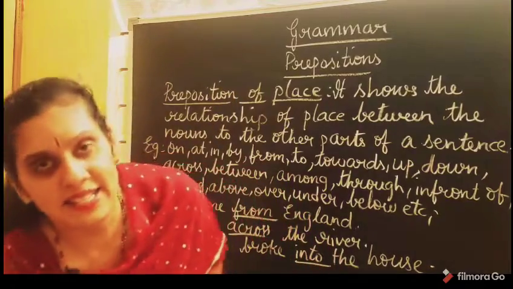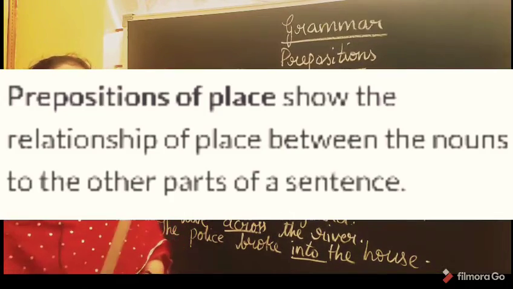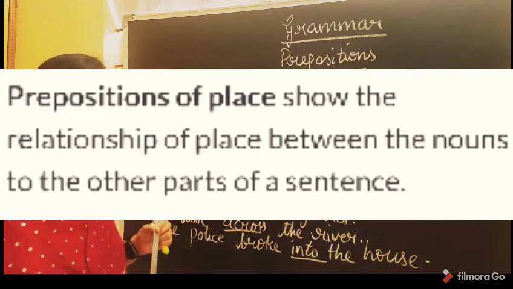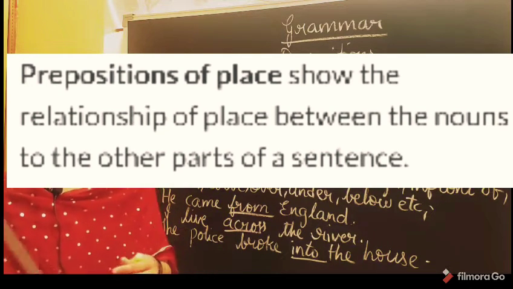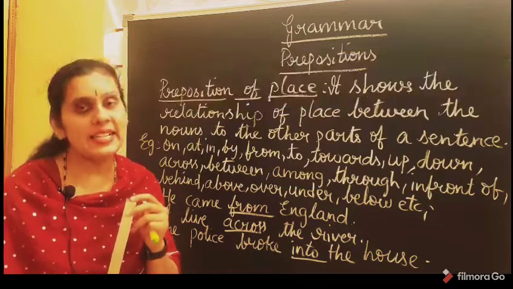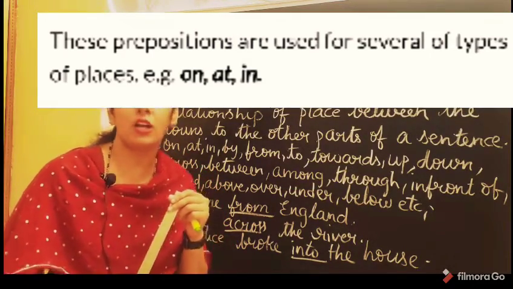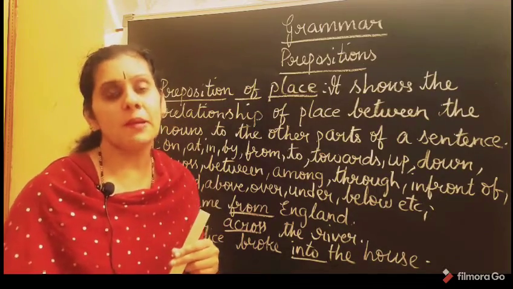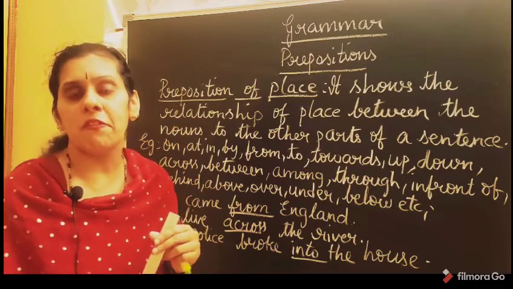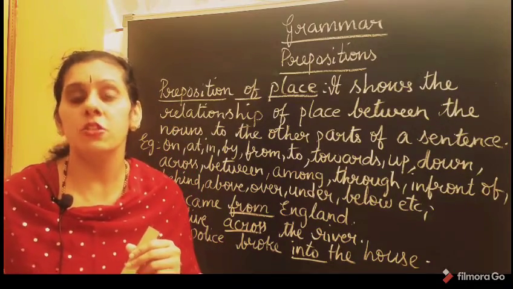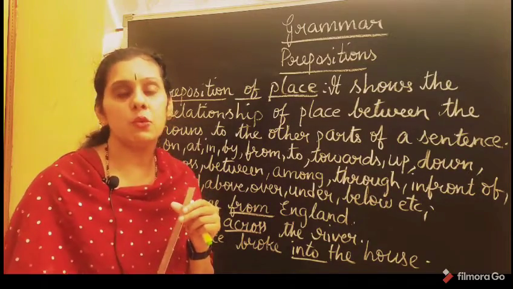See the next type of preposition, that is preposition of place. So what is preposition of place? It shows the relationship of place between the nouns and the other parts of the sentence. Or in an easy way we can say that it is used to talk about places. Normally we get the question where here. In the preposition of time we use the question when to know what type of preposition it is. Now in the preposition of place we use where.